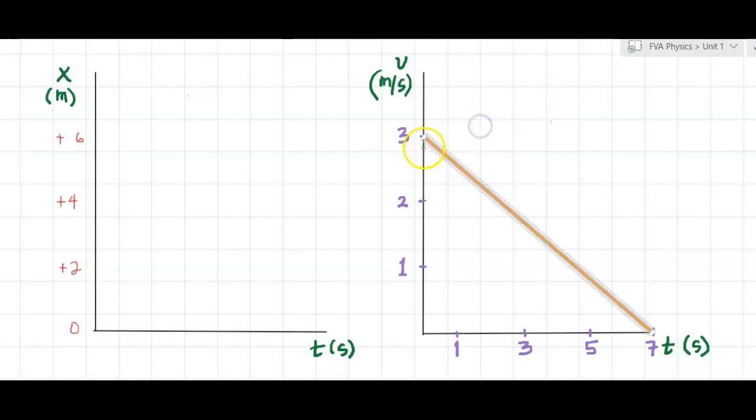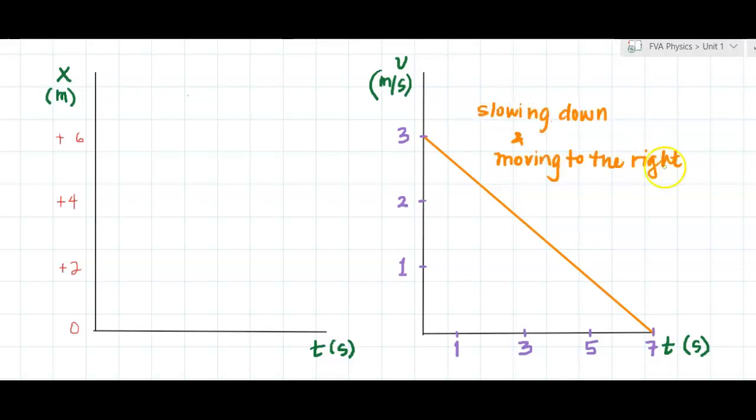In this case, the velocity is decreasing over time. So initially this object was moving very fast, and then later at 7 seconds, the velocity would be 0. So this tells me that the object, the thing that's moving, is slowing down and still moving to the right because all of these velocities are positive. And a positive velocity indicates that the object is moving to the right.